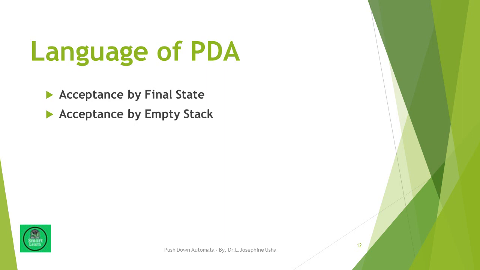In acceptance by final state, after reading the entire input string, if it reaches the final state, we can say the given string is accepted; that is, it is present in the language of the pushdown automata. In acceptance by empty stack, after reading the entire input string, if it empties the stack, the given string is accepted by the pushdown automata, and it is also present in the language. We will see them one by one.